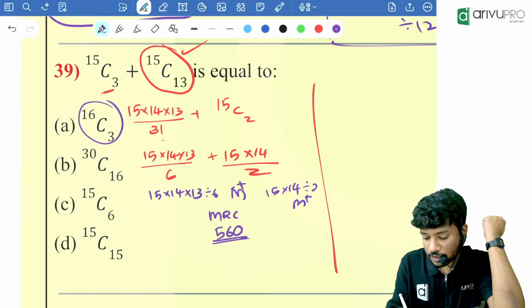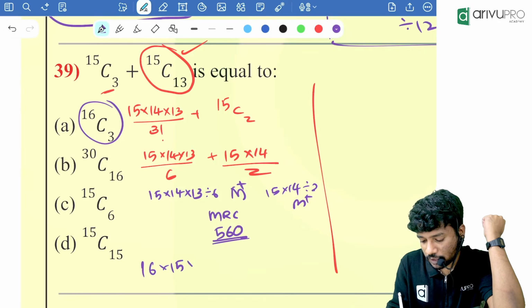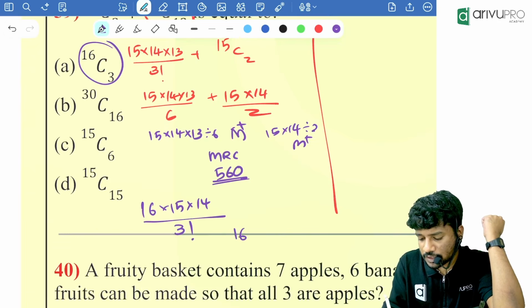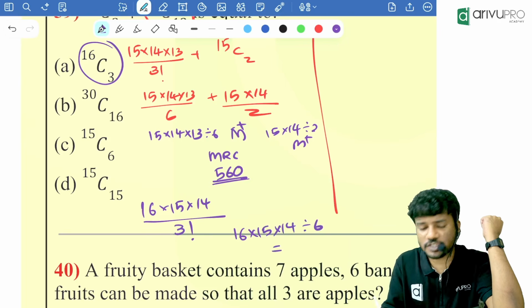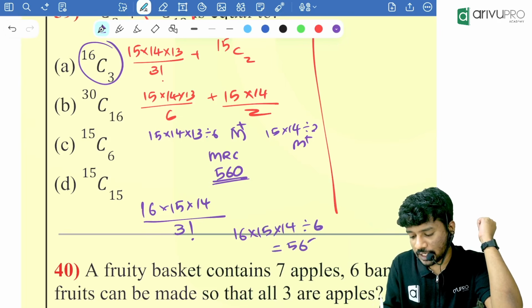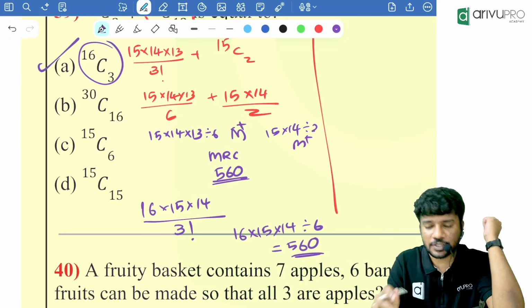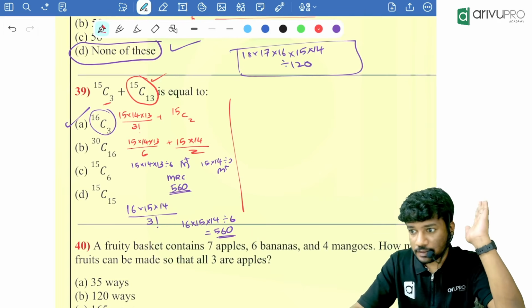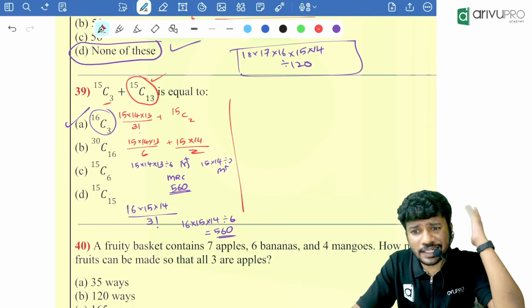Now we will check which option is giving you that. Try option A: 16 into 15 into 14 divided by 3 factorial. On the calculator, how will you do it? 16 into 15 into 14 divided by 6. How much is it? 560. LHS and RHS are equal in which option? Option A. So that is one method you can use to get the answer.